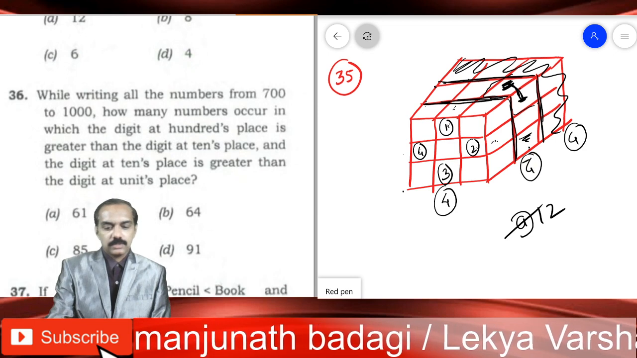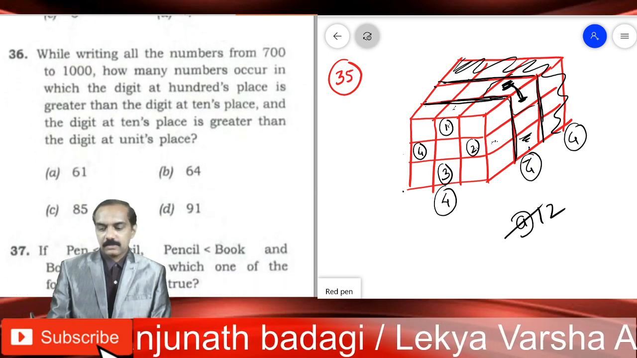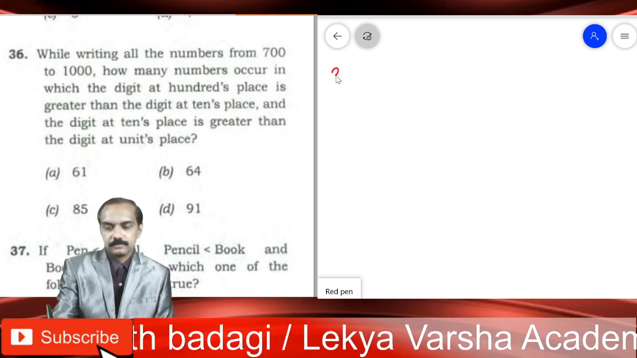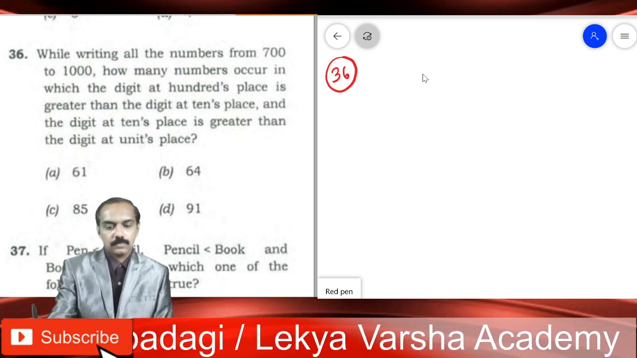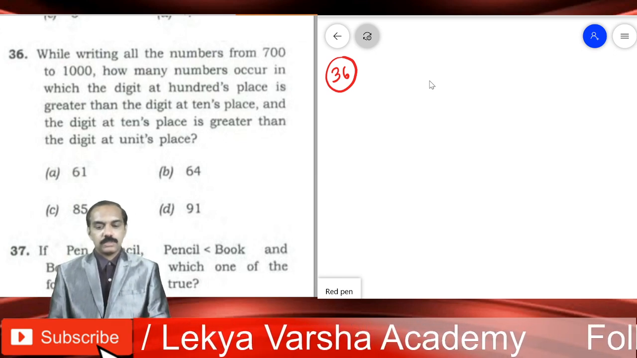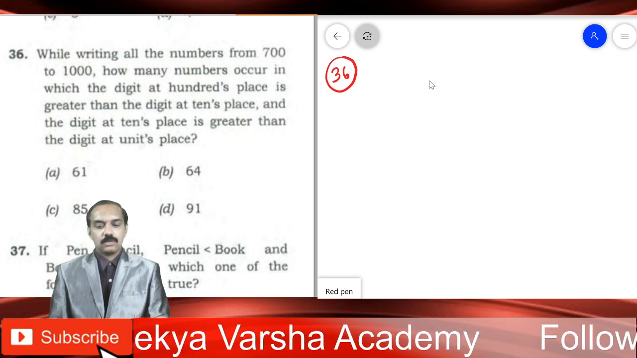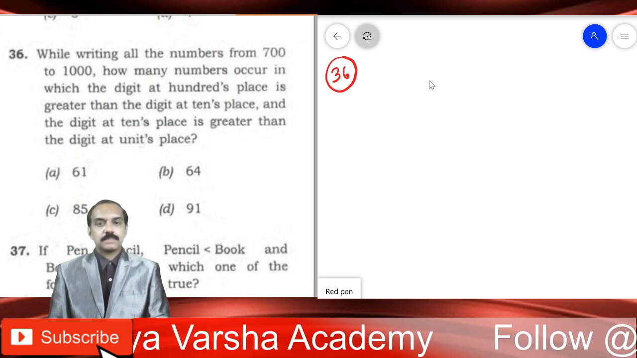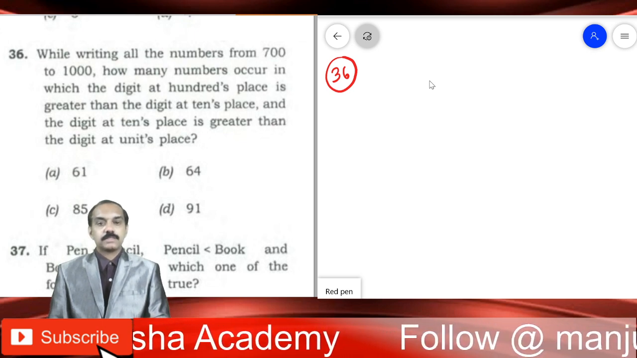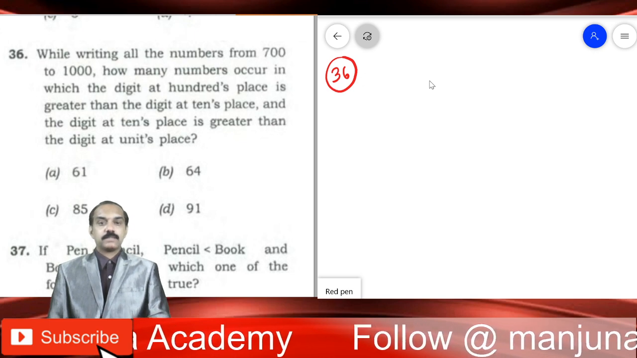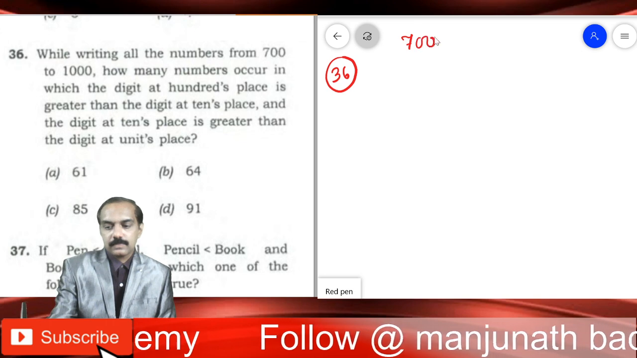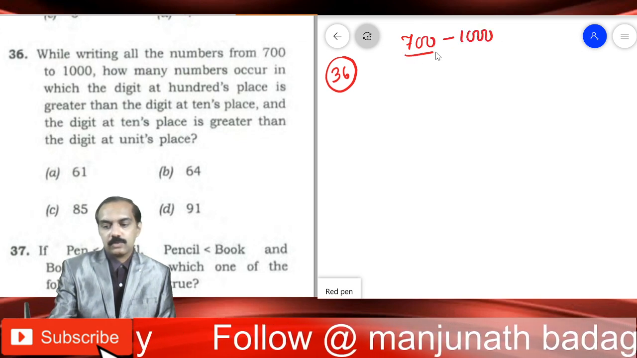Moving on to the 36th one. 36th problem. While writing all the numbers from 700 to 1000, how many numbers occur in which the digit at 100th place is greater than the digit in 10th place, and the digit in 10th place is greater than the digit at unit place? So the range is 700 to 1000.